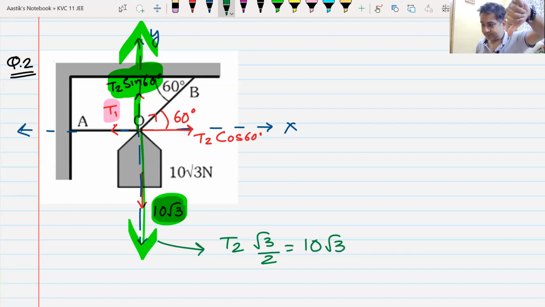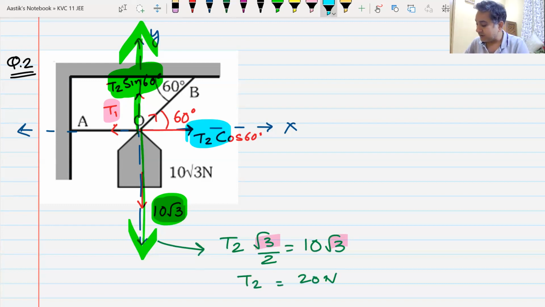Yes or no? Yes, sir. Root 3 goes away and I will get the value of T2 as 20 newtons. Then let us look at this yellow equation. On the right hand side, I have T2 cos 60. On the left hand side, I have T1.